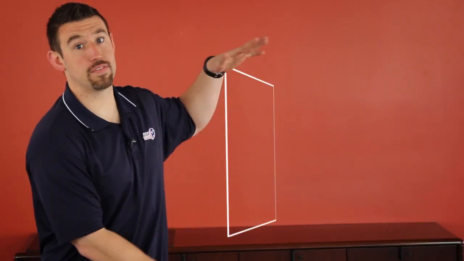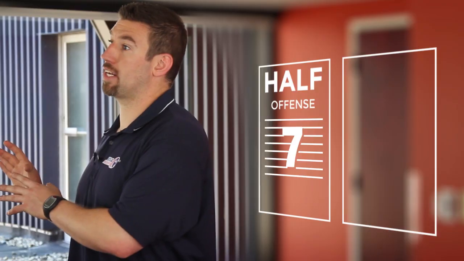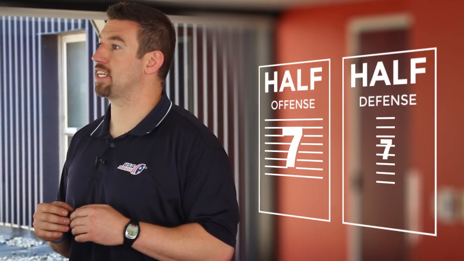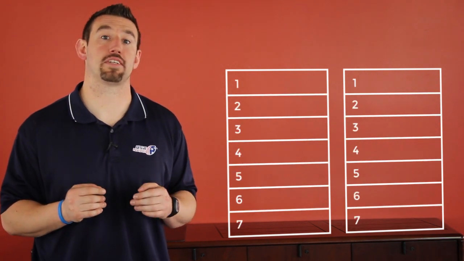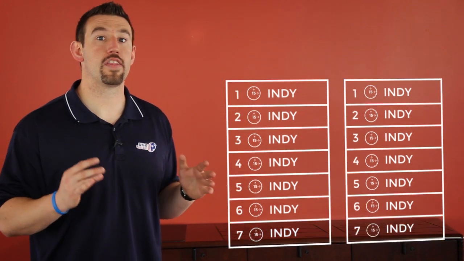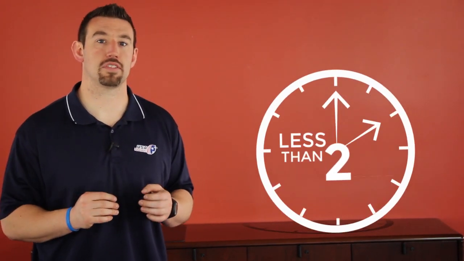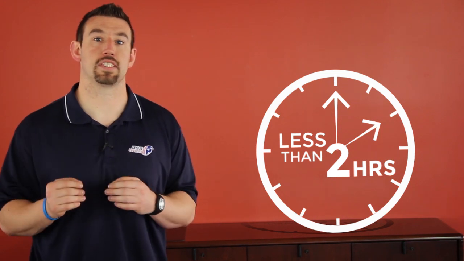Say we have 15 practices. If we cut that number in half, because half are designated offensive practices and half are designated defensive practices, we realize that we only have around 7 practices for both offense and defense. If individual period is 15 minutes every day, that means we have less than 2 hours to teach the specifics of each individual position on offense and defense.